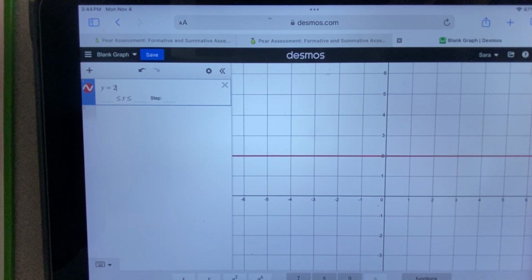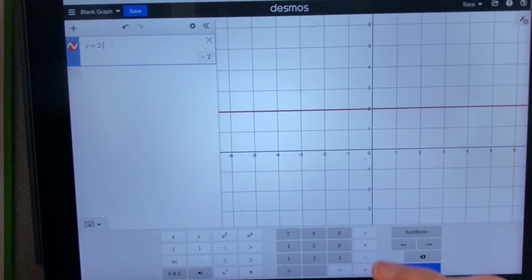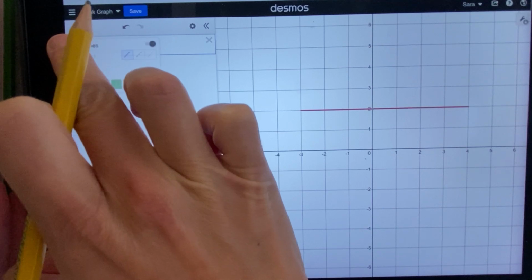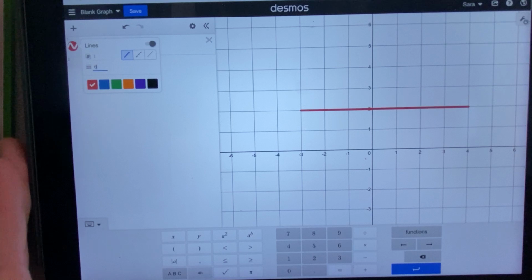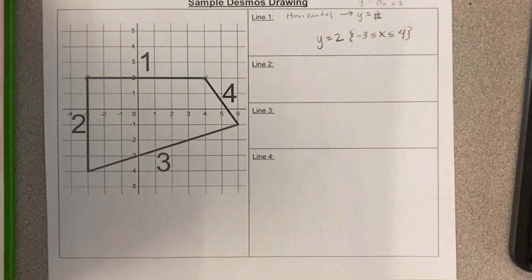But what we need is these funny little brackets. A little trickier to find on the iPad. And what I wanted was from -3 to 4. So I'm going to type -3 is less than or equal to x is less than or equal to 4. For me on the iPad, it's easy to just use the less than or equal to sign, but again, it's totally fine if you just use the less than signs. I'm just going to make this a tiny bit thicker so you can see it clearly. But there is my line 1. Notice I'm checking to see, does it look right? On Desmos, you get immediate feedback.